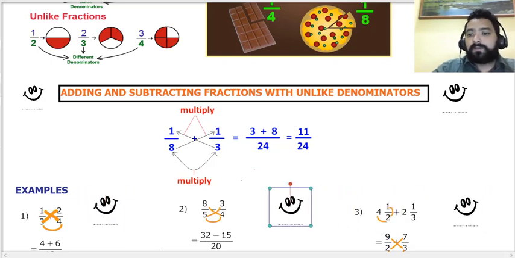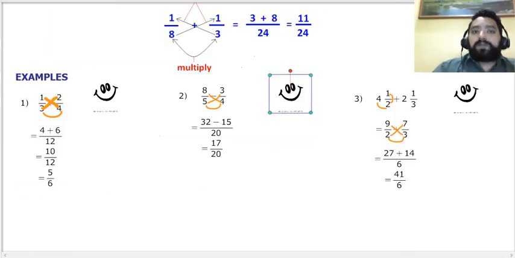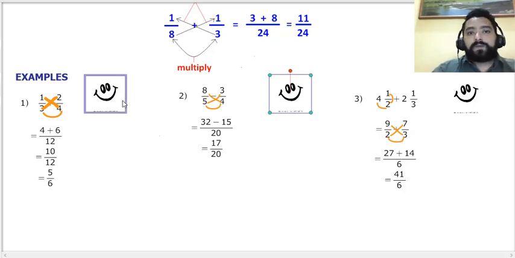These are the steps. So basically, this is how to add and subtract fractions with unlike denominators, applying cross multiplication and smile. Remember, the sign here is going to be according to whether it's addition or subtraction.